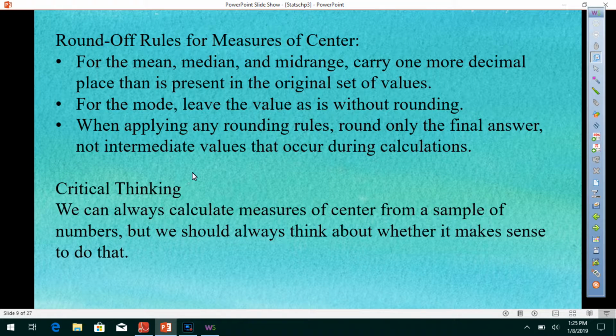Round off rules for measure of center. For the mean, median, and mid-range, carry one more decimal place than is present in the original set of values. For the mode, leave the value as is without rounding. When applying any rounding rules, round only the final answer, not intermediate values that occur during calculations.